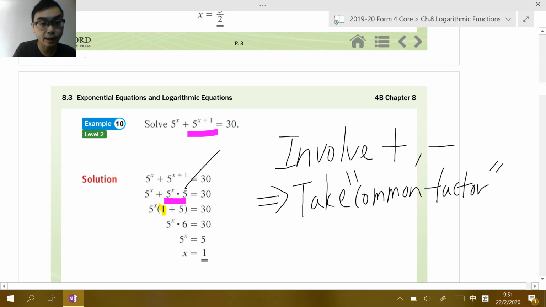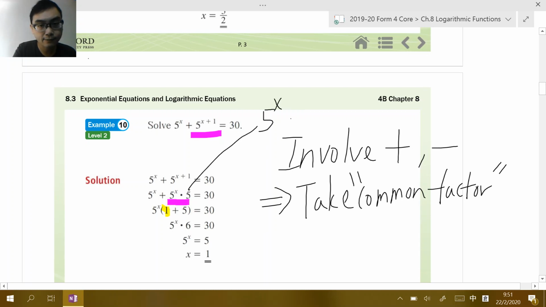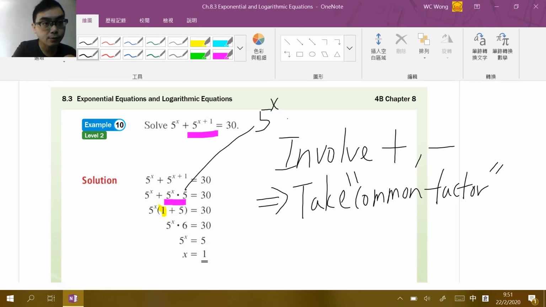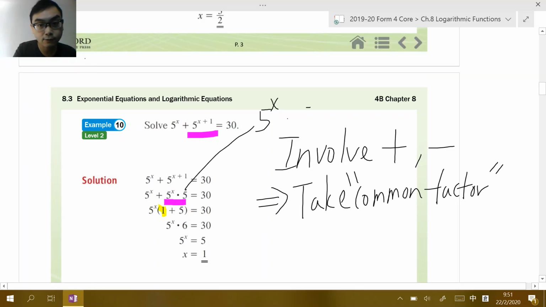Because this one actually just means that you write 5 to the power x times 5, and then you have this one, which is 5 to the power 1. And why do we have this one? Because this is just applying the law of index: if they are multiplied together, you can add the indices. That means you can separate it here as 5 to the power x and 5 to the power 1. Then this 5 to the power 1 actually means the multiple 5.